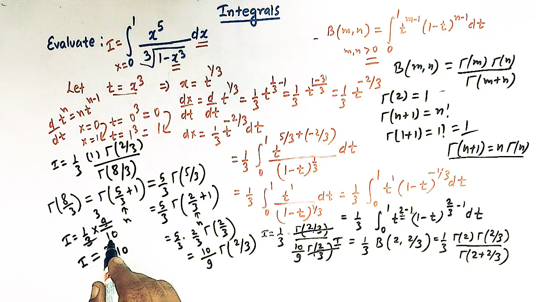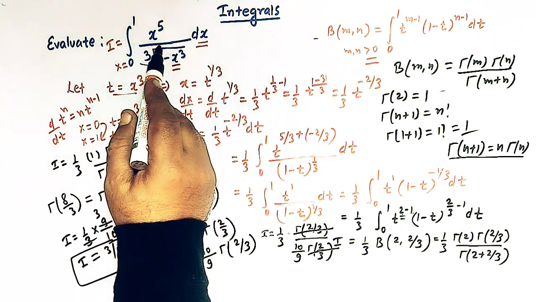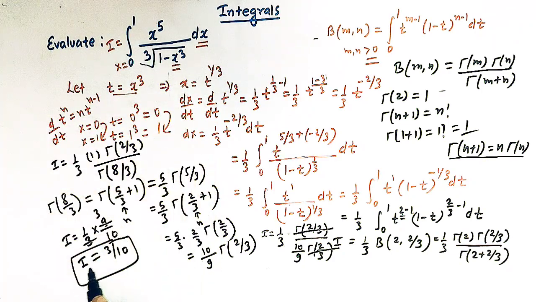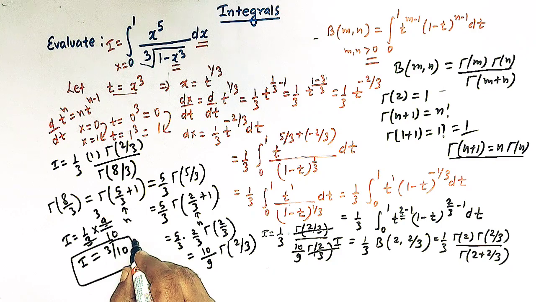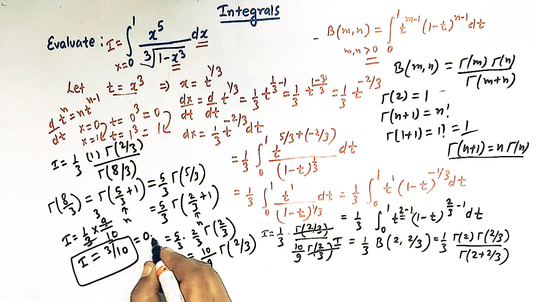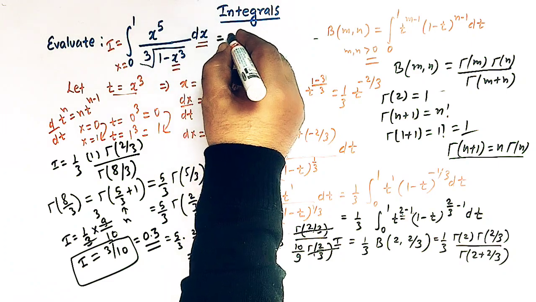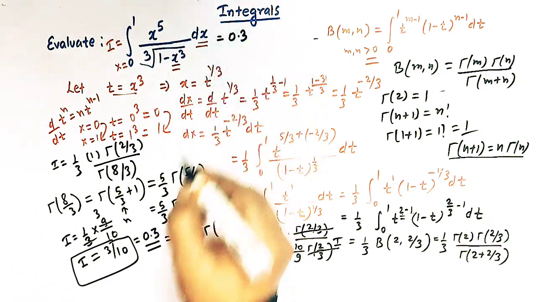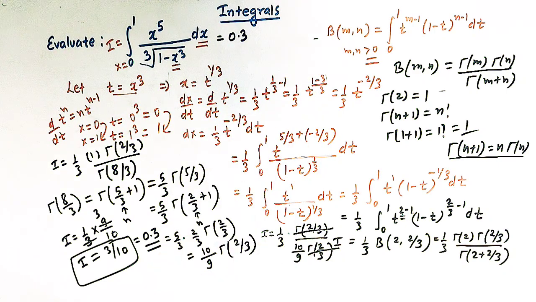So viewers, the value of this integral I is equal to 3 over 10, which can also be written as 0.3. So the value of this integral is 0.3 or 3 over 10.